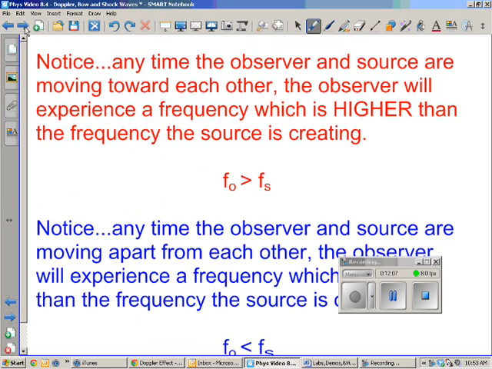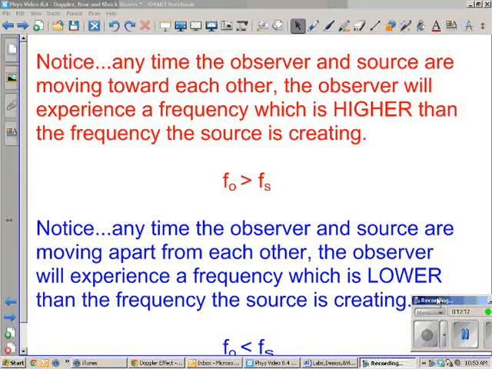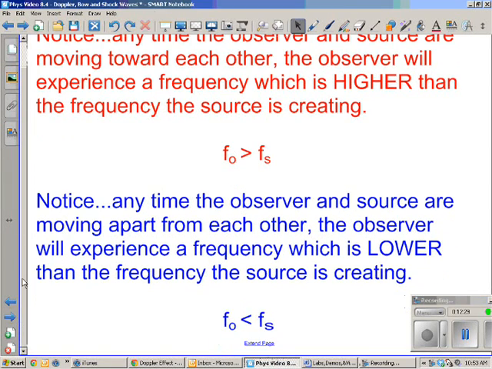So this screen, I think, summarizes what the Doppler effect is all about, and I think we're going to stop there because I don't think I can do the next chunk in less than 20 minutes. All right, so it says, notice anytime the observer and source are moving towards each other, the observer is going to experience a frequency which is higher than the frequency the source is creating. All right, and if they're moving farther apart, then the observer experiences a lower frequency. All right, so I'm going to stop there, I think. Let me double check. Yes.